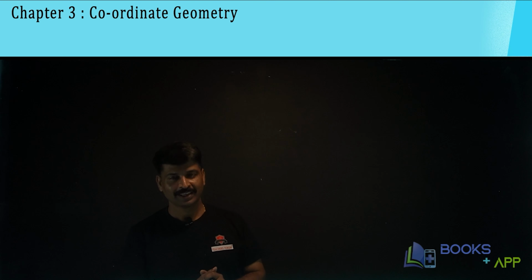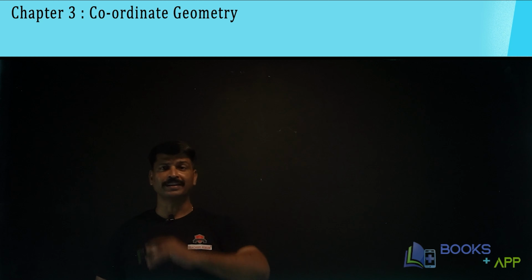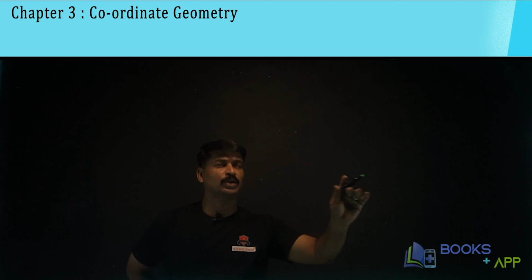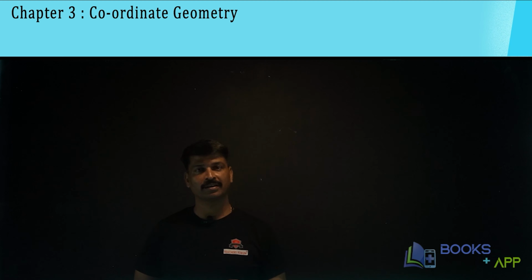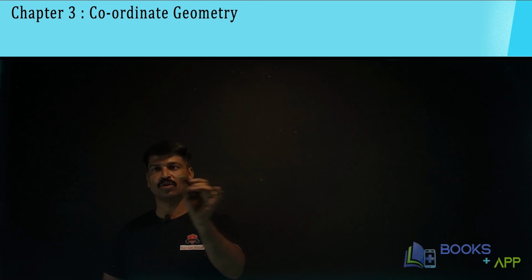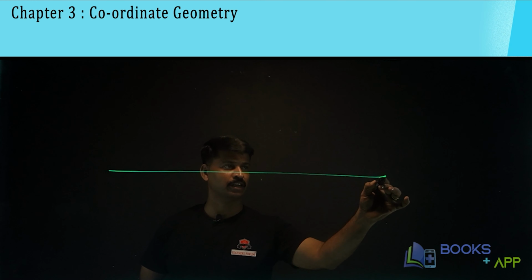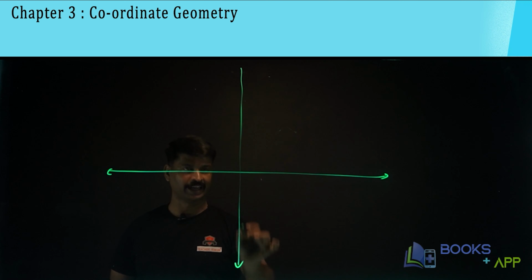Hi students, now we will discuss one of the simple chapters in mathematics, that is coordinate geometry. Now this plane board can be divided into 4 regions by drawing a horizontal line and a vertical line. Let us draw a horizontal line first. It's a horizontal line and it is a vertical line.